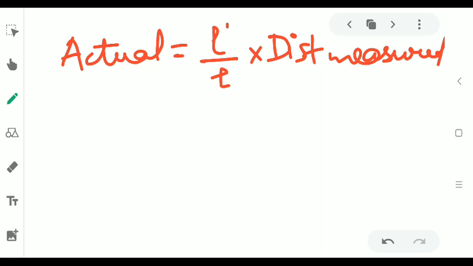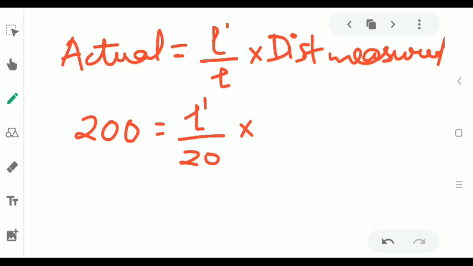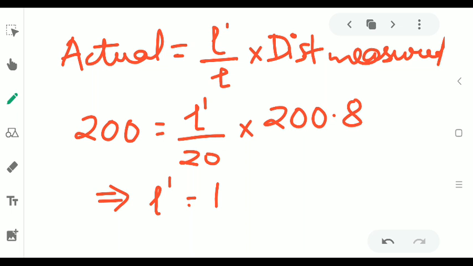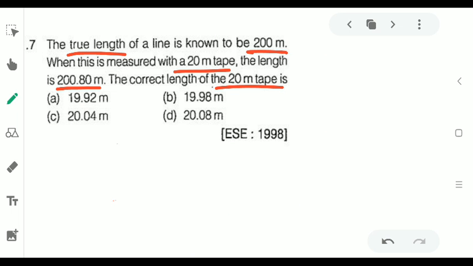So the actual distance given is 200 meter, and the faulty length is to be calculated. The true length of the tape is 20 meter and the distance measured is 200.8 meter. So from here L dash comes out to be 19.92 meters. So that means the correct option for this question would be option A.